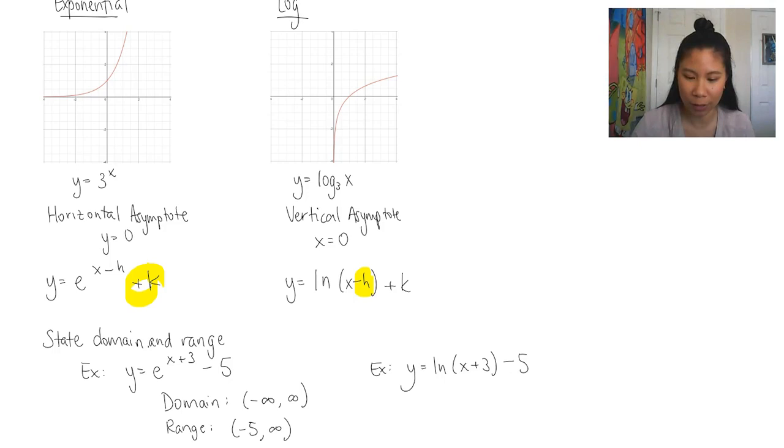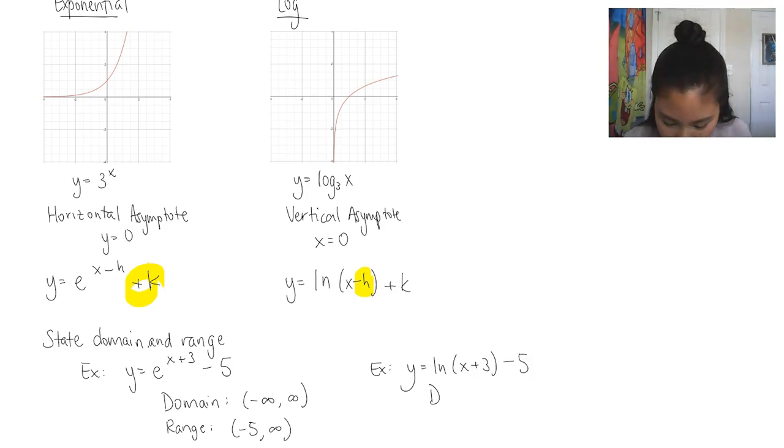So this time our graph's going to look like the log one, and same shifts here. We have a +3 next to the x, so this will move the entire graph 3 to the left, and then down 5. But if our asymptote is vertical, if we shift it left 3, that's what changes it. If we go up and down, it doesn't change the position of the asymptote at all.